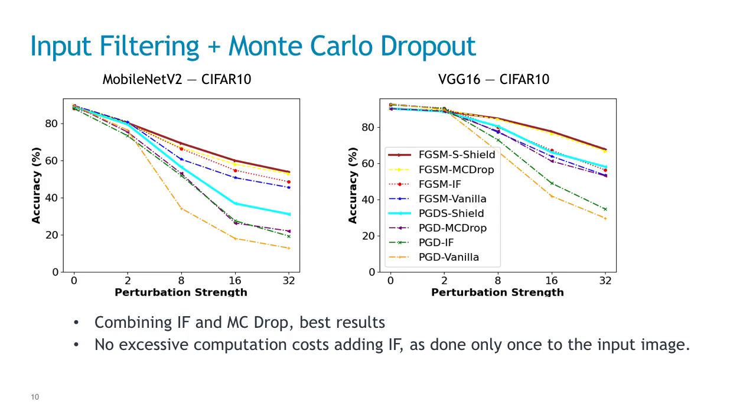However, if we now apply the whole StochasticShield with input filter and Monte Carlo dropout, we can easily see how it behaves better than just input filtering or Monte Carlo dropout separately. And since there is no excessive cost in adding input filtering, as it's only done on the input image, this is something very good to have.